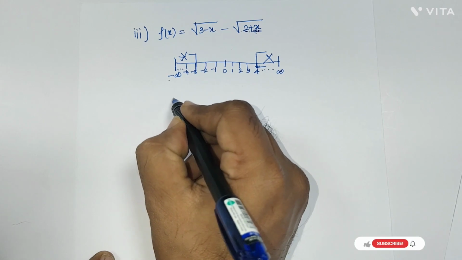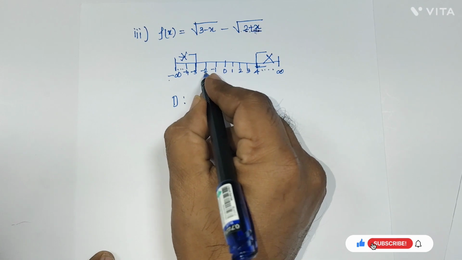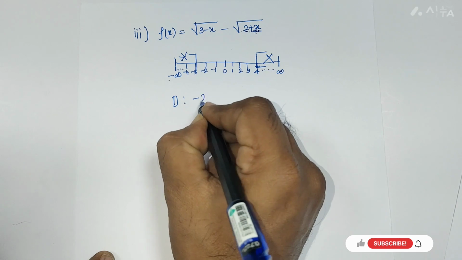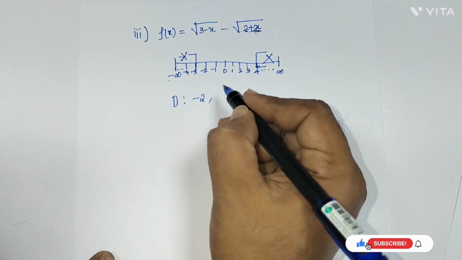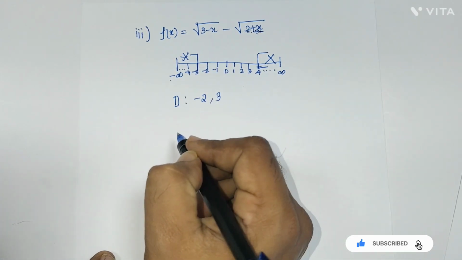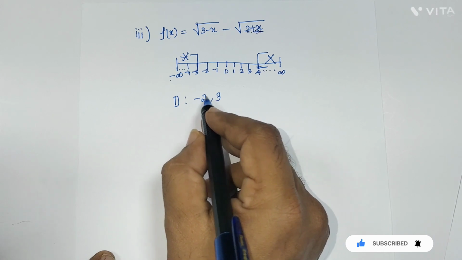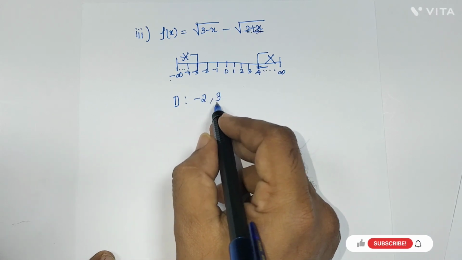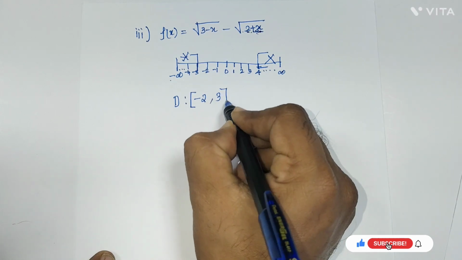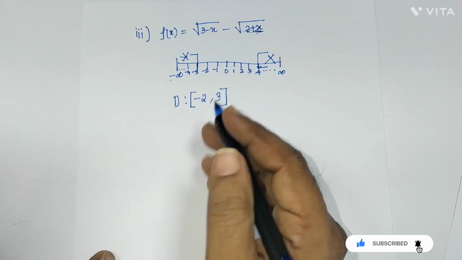Okay, so we are writing the domain. How to write the domain here? Minus 2 is possible, and 3 is possible. Both the points are possible. So how to write the brackets? Here we can write closed square brackets for both the terms. We can write the domain as minus 2 to plus 3.